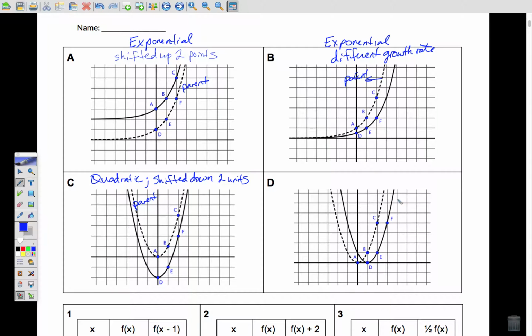And then our last set of graphs is also quadratic. And then once again, this dashed line is our parent.